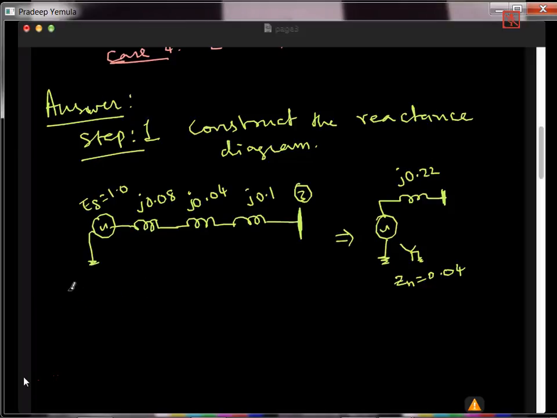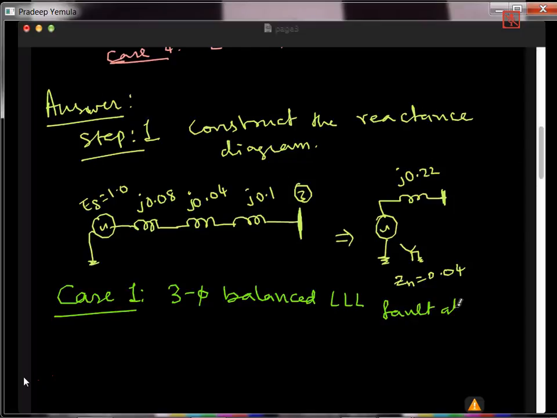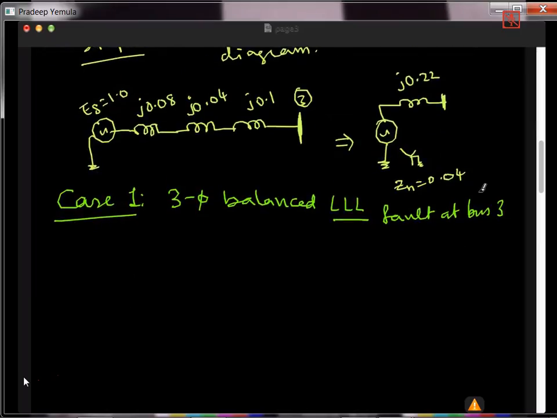In fact, I can directly take case 1. What is case 1? Three-phase balanced line to line to line fault at bus 3. Because it is balanced, we don't have to use any sequence components. So here if there is a fault and fault impedance is also given. But then this is a line to line to line fault. It's not a line to line to line to ground fault. So I will not consider the fault impedance. I will just directly take that fault impedance is 0.